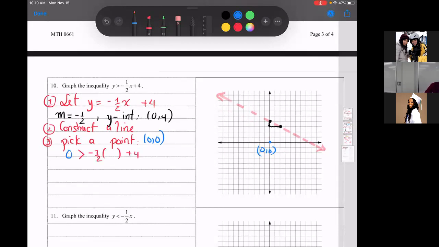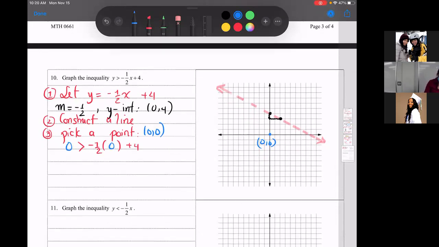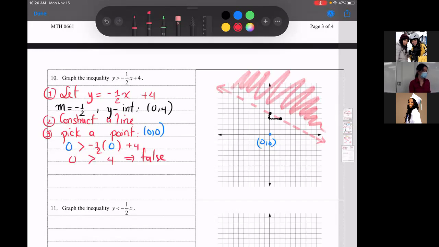No, not equal, greater than, right? Yes, it has to be the original. So on the left hand side, 0. On the right hand side is 4. Is 4 greater than 0? False. So do you shade above or below? Below. Well, the other below, right?